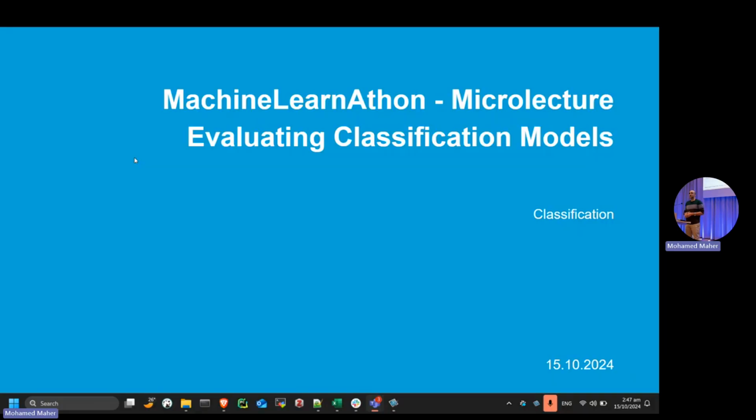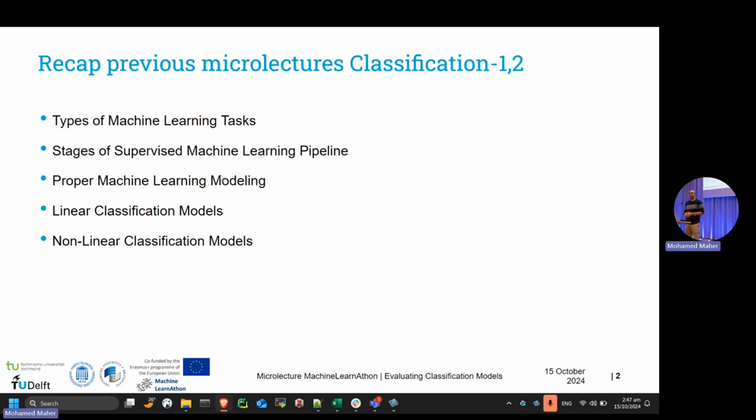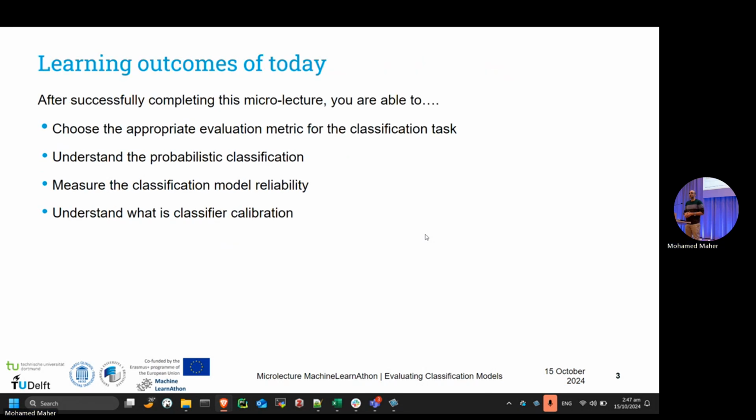Welcome to the third micro lecture about classification. As a recap for the previous micro lectures, we have discussed the different types of machine learning tasks, the stages of a typical supervised machine learning pipeline, how to do proper machine learning modeling, linear classification, and non-linear classification models.